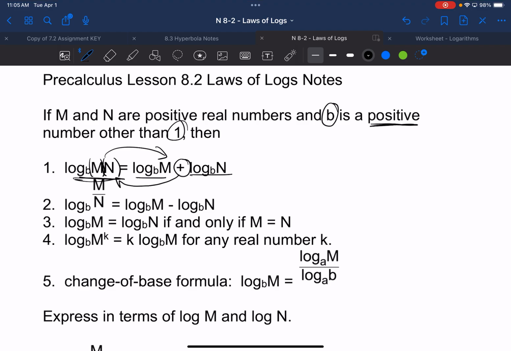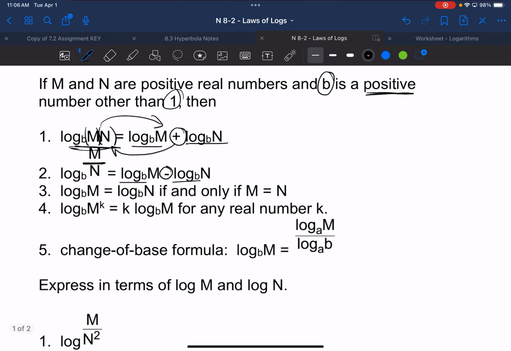Okay, number 2. This one says if you've got the log of m divided by n, so this time we're dividing, it can be expanded and rewritten as subtraction. Or it can be condensed, changed from subtraction back to division. Again, it's going to be important that you write log in front of both of them because they were both originally a log of that particular base. So division can be rewritten as subtraction.